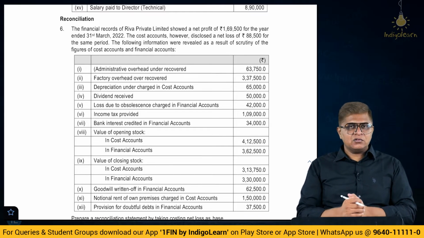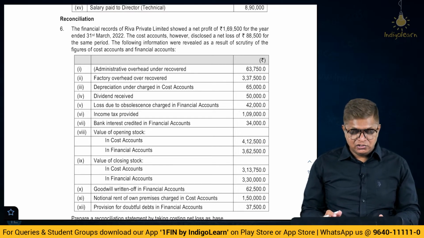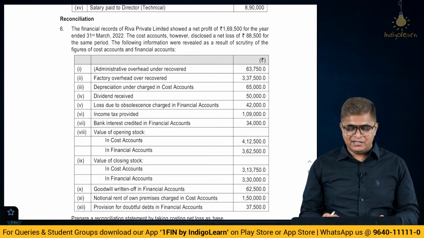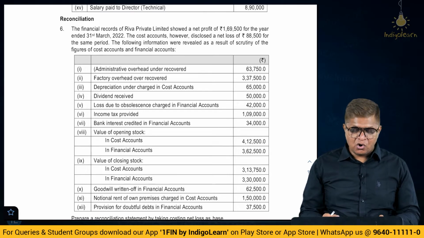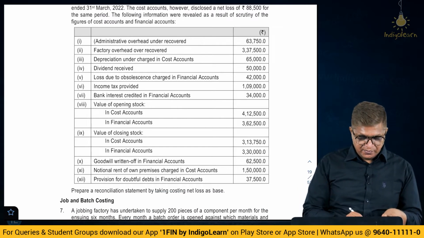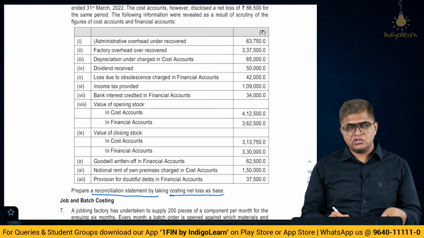Now let us run through the line items. The financial records of Riva Private Limited show a net profit of 1,69,500 for the year ended March 22. However, the cost accounts disclosed a loss of 88,500 for the same period. The following information were revealed as a result of scrutiny of the figure of cost and financial accounts. So they have given us a list of items and they are asking us to prepare a reconciliation statement by taking costing net loss as base.